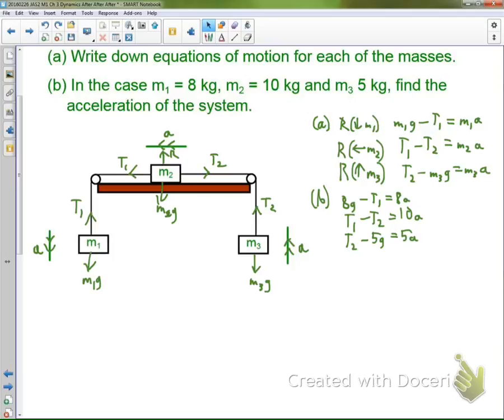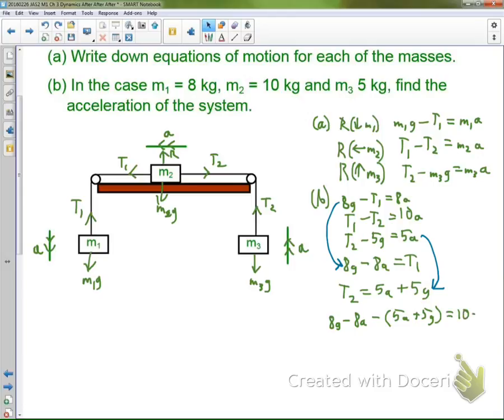So we get that 8g minus 8a is equal to T1, and then we also have that T2 is equal to 5a plus 5g. So that's going from this equation and going from this equation. Just rearranging these equations at this point. Now that we've got an expression for T1 and T2, we can substitute into our second equation. So we then get 8g minus 8a minus, in this case it's worth making use of brackets so you avoid making a mistake, 5a plus 5g is all equal to 10a.